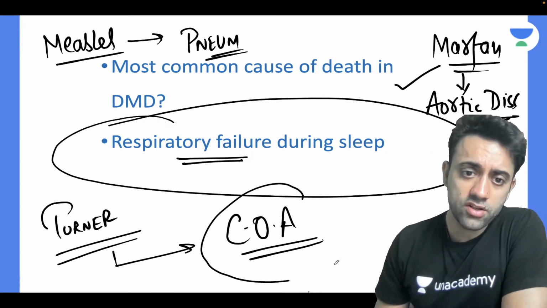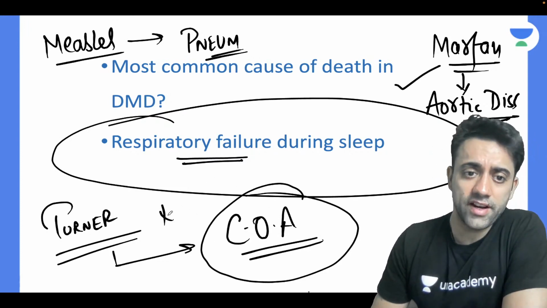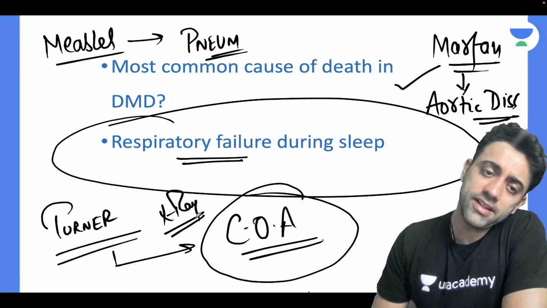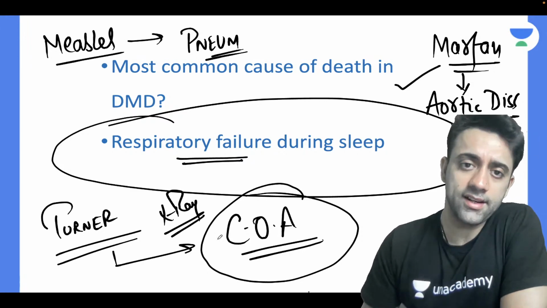And coarctation of aorta, can you please tell me what is the X-ray finding of coarctation of aorta? What is found on X-ray? I haven't seen the X-ray. Could you please tell me?